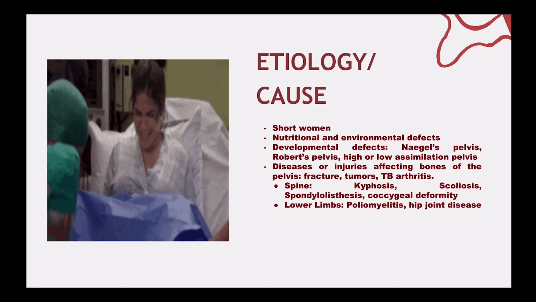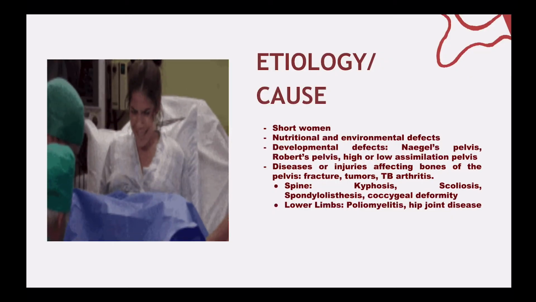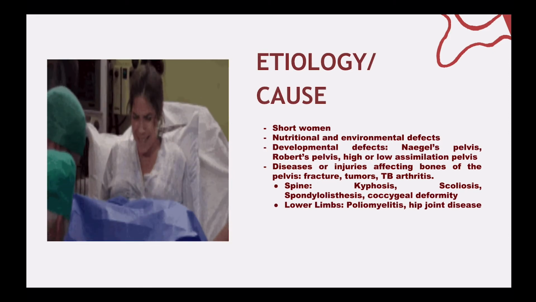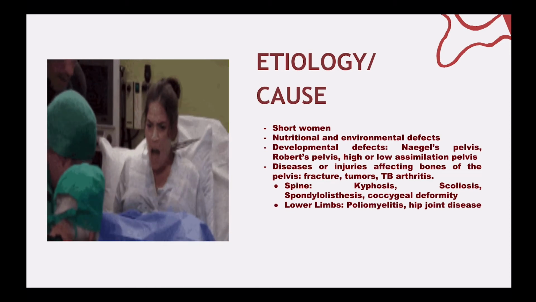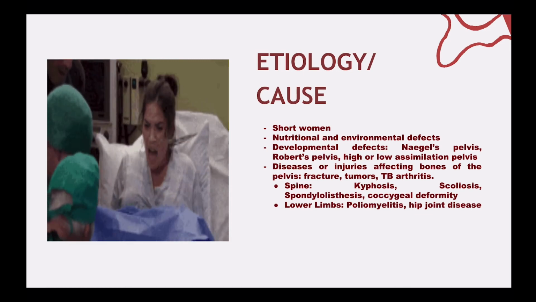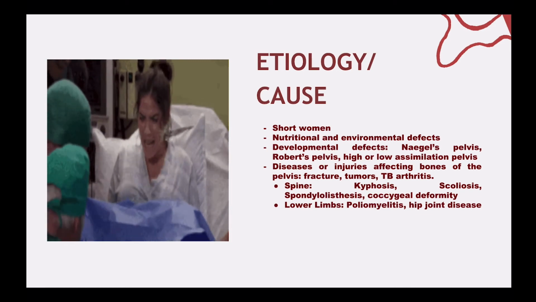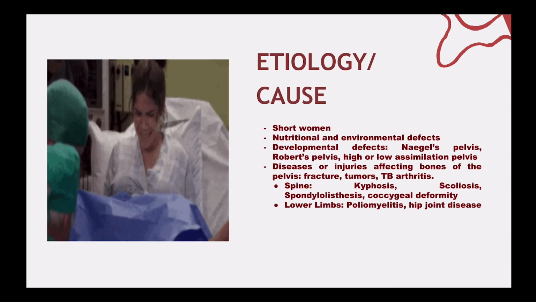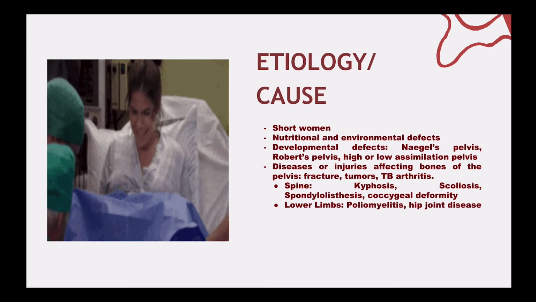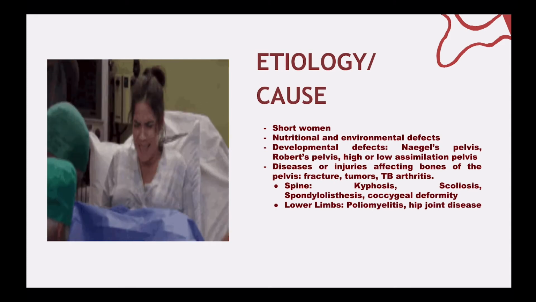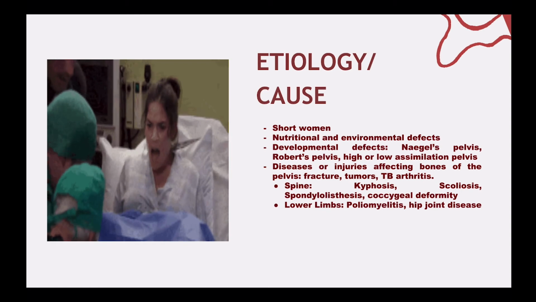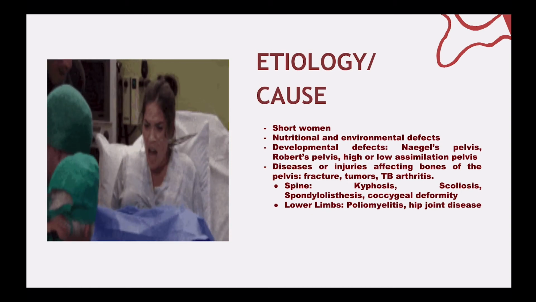For the etiology or cause of outlet contraction, first, it usually occurs in short women. Next is nutritional and environmental defects. Next is developmental defects like Nagele's pelvis, Robert's pelvis, high or low assimilation pelvis. Next is diseases or injuries affecting bones of the pelvis like fracture, tumors, and TB arthritis. Also, diseases or injuries of the spine like kyphosis, scoliosis, spondylolisthesis, and coccygeal deformity. Lastly are diseases or injuries affecting the lower limbs like poliomyelitis and hip joint disease.